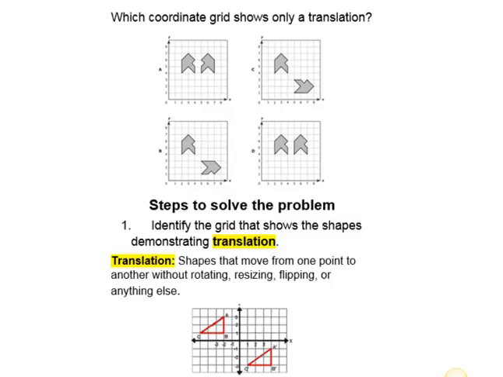To just give a review over translation, translation means shapes that move from one point to another without rotating, resizing, flipping, or anything else. Okay, so that's translation.